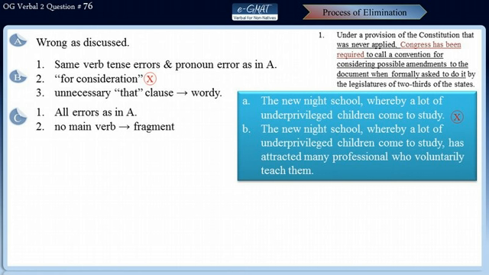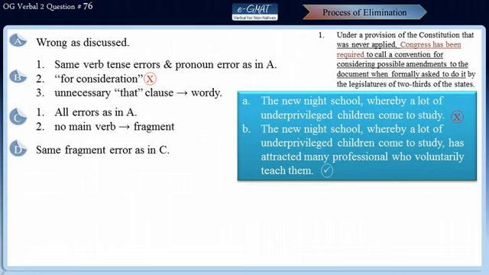So here this sentence presents a complete idea, and the subject, the new night school, also has a verb, has attracted. But choice C is a fragment because it does not have the main verb. So these two errors make choice C incorrect. Let's take a look at choice D now. Well, choice D repeats the same fragment error as in choice C and hence is incorrect.